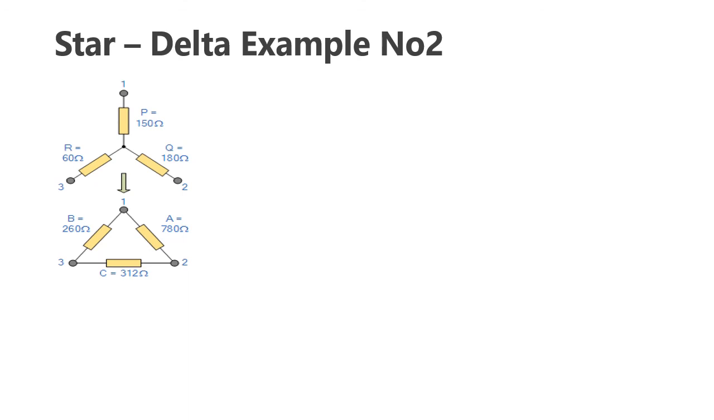Here we can directly use the equation we learned previously. A will be equal to PQ plus QR plus RP over R.